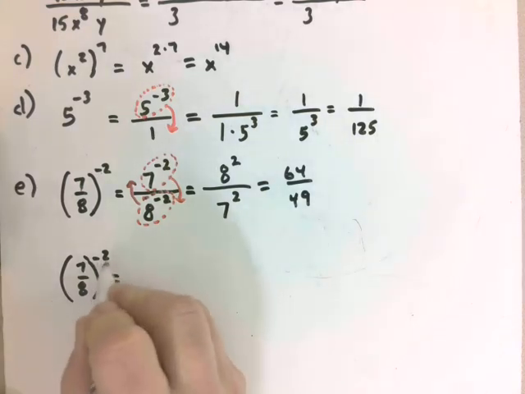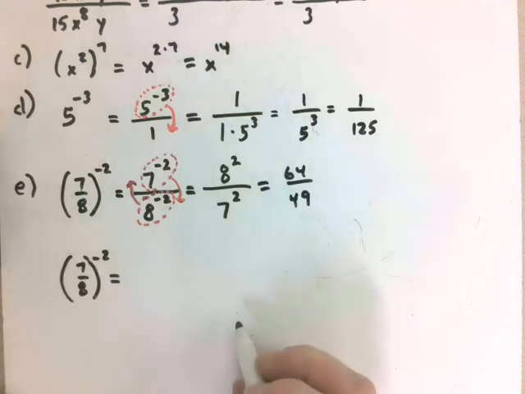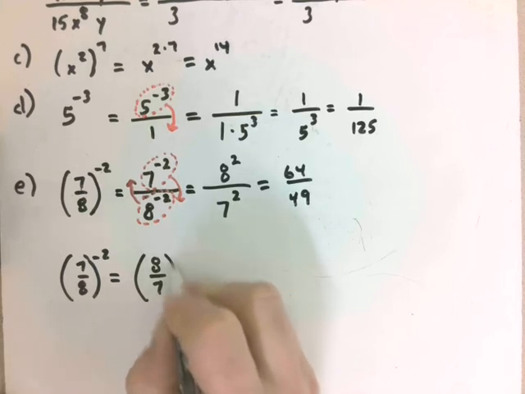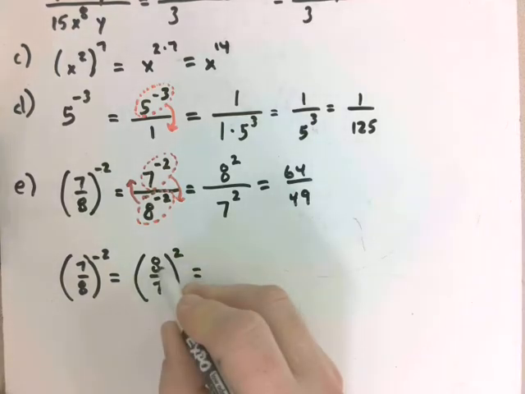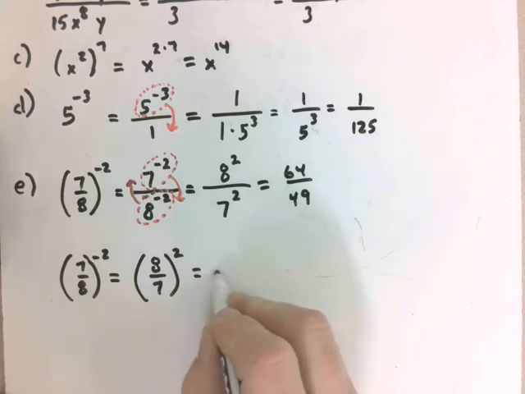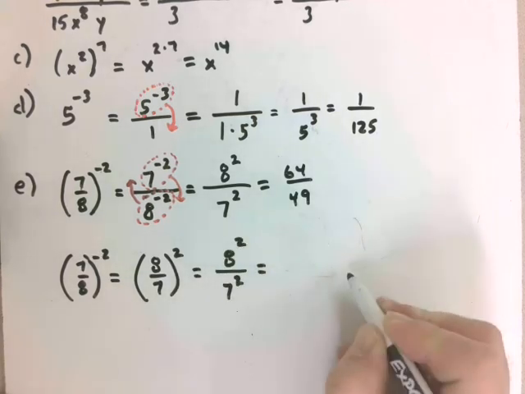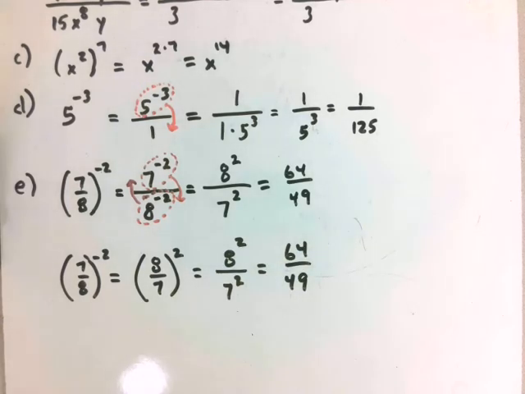So one thing you can also do to get rid of a negative exponent if you have a fraction is you can essentially take the reciprocal. So if you flip that fraction over, that will give you 8/7 in parentheses squared. Both the top and the bottom are part of the base. So we get 64 over 49 for the answer that way too.